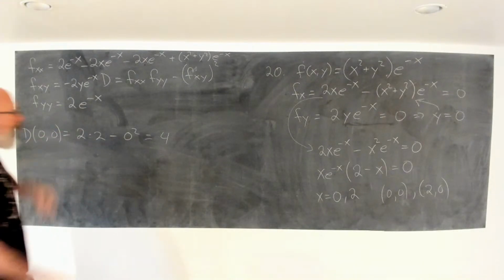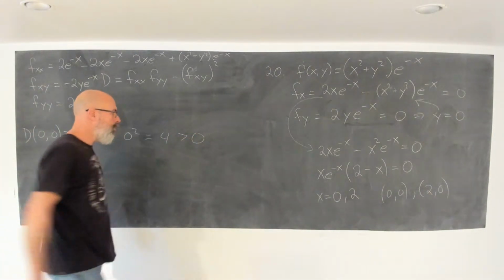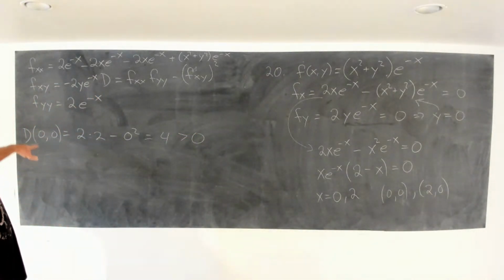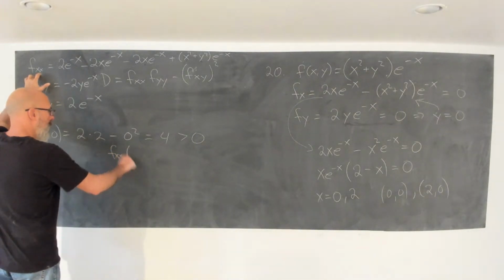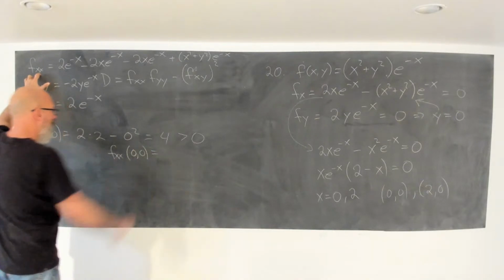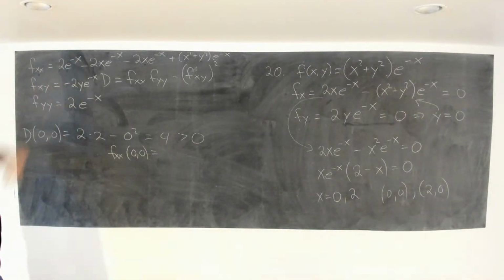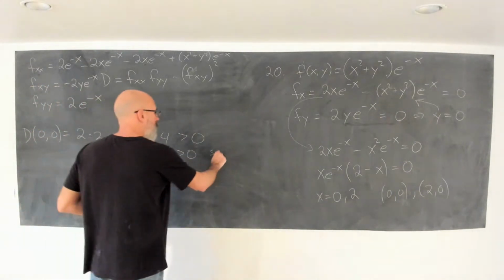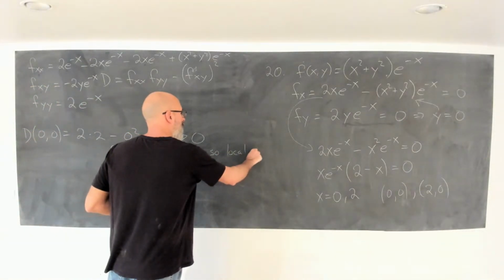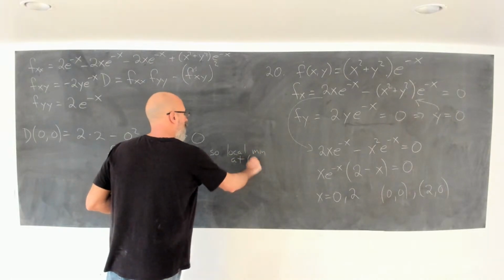So there's the d, that is bigger than 0. As you know, the classification will depend on f(x)(x), which is 2 in this case, which is also bigger than 0. So local min at the origin.